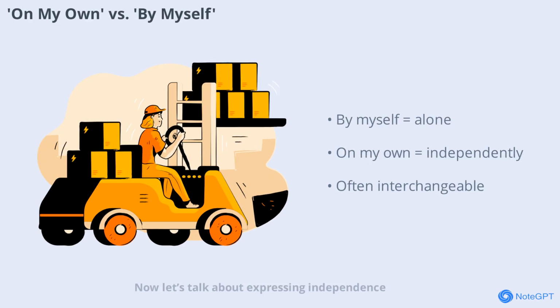Now let's talk about expressing independence. Both "on my own" and "by myself" can mean doing something alone, but they're often interchangeable. For example, "The boy sat by himself on the bench," or "The boy sat on his own on the bench." Both sentences mean he was alone. Similarly, "She lives by herself" and "she lives on her own" both show that she lives independently. These phrases are useful when you want to emphasize that someone is doing something without help or company.